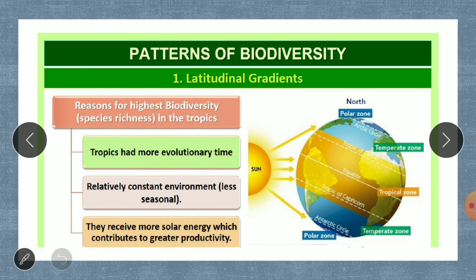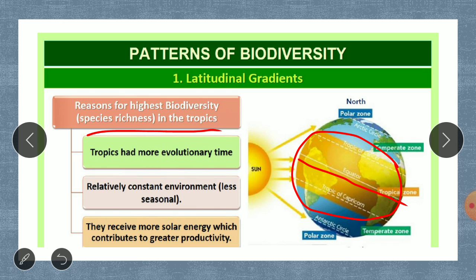Then, why is it that this equator region is going to be having more number of species when compared to the polar, that is your temperate zones? The reason is here. 3 reasons were identified for highest biodiversity species in the tropics. Why is there more number of species present in the tropical region only? For that, 3 reasons were identified. 1. Tropics had more evolutionary time.